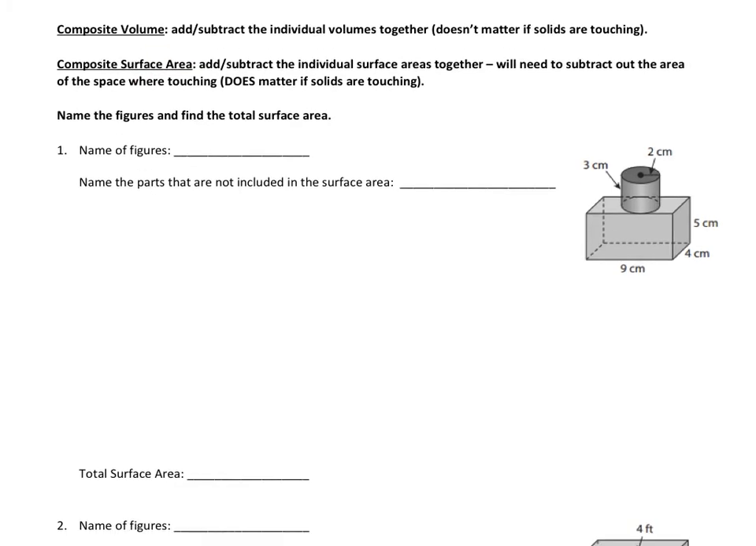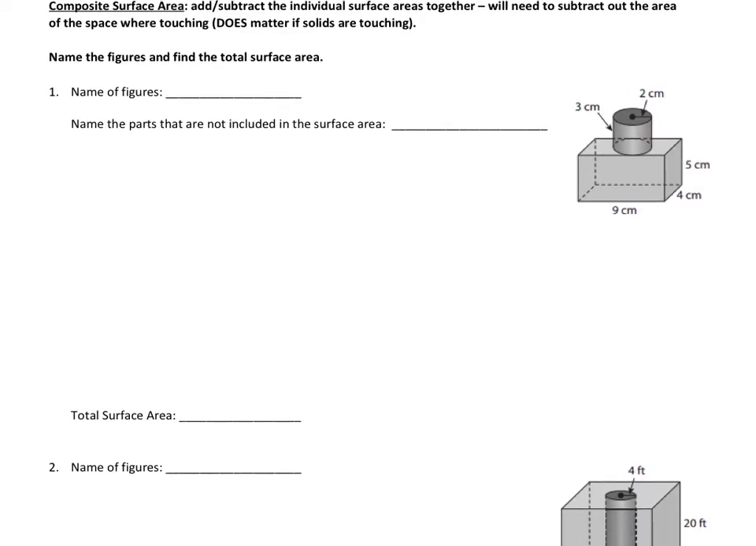So on this first question, number 1, we can see that we have a prism on the bottom and a cylinder on the top. And the part that is not included in the surface area is that circle area right there in the center. So not only will that affect the surface area for the cylinder, but it's also going to affect the surface area of the prism because we cannot see that area. That means for the prism, we need to take the total surface area of the prism, but subtract out the area of that circle, pi r squared, because we don't see that area with the prism.